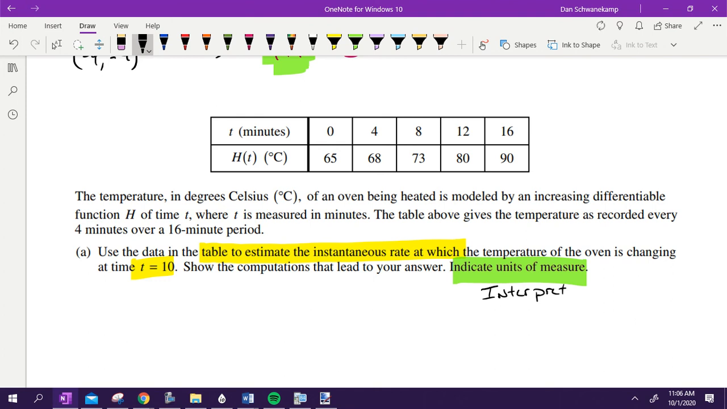Talk with your neighbor. We just did both of these things. Estimate and then interpret. Include your units. See what you can do. Go.